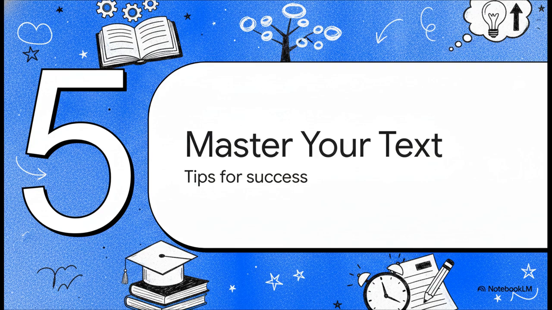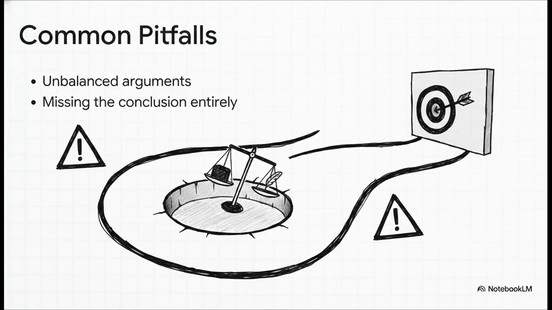Finally, Section 5, Mastering Your Own Text. Let's get into some tips for success. When you actually sit down to write, you gotta watch out for a few really common traps. First, unbalanced arguments. If you write out 3 pros but only 1 con, you aren't writing a discussion text anymore. You're just writing an argument. The absolute safest way to maintain that illusion of a balanced scale is to stick to a strict 2 pro and 2 con structure.